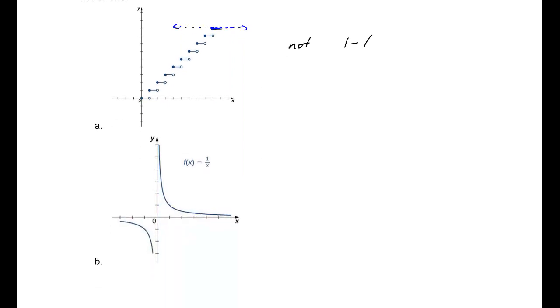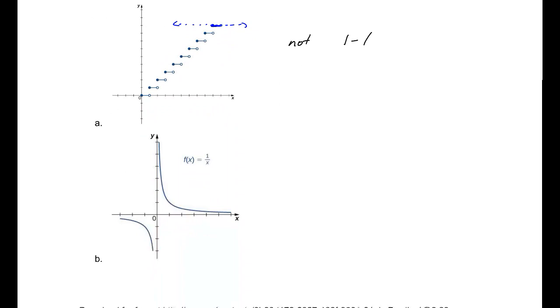Now for part B, same idea. Horizontal lines never cross more than once, so this function is one-to-one.